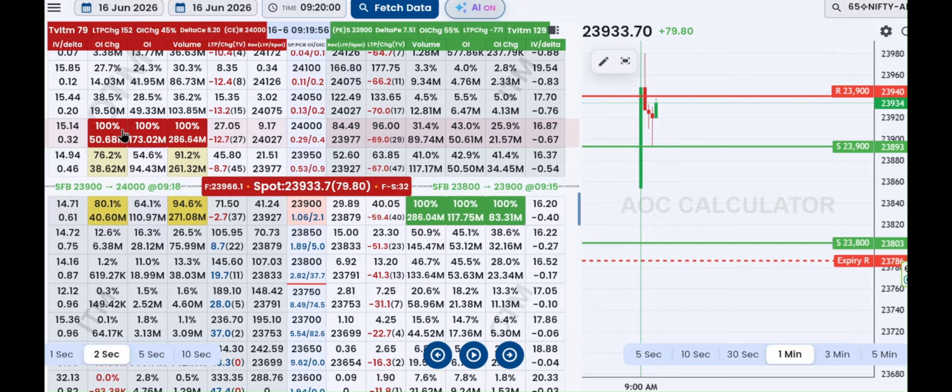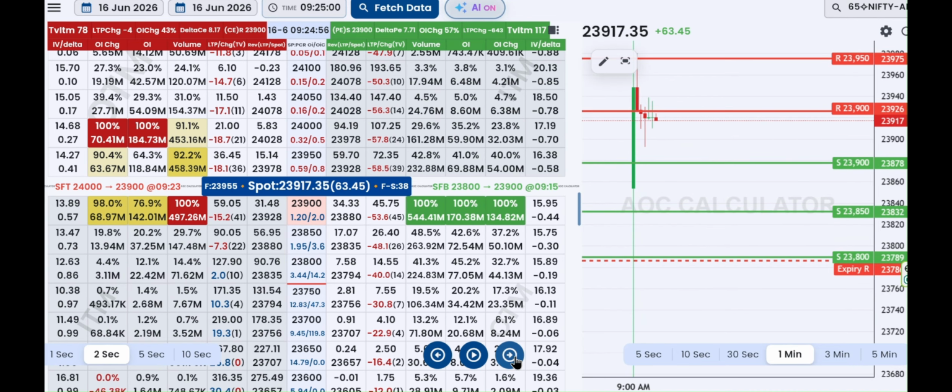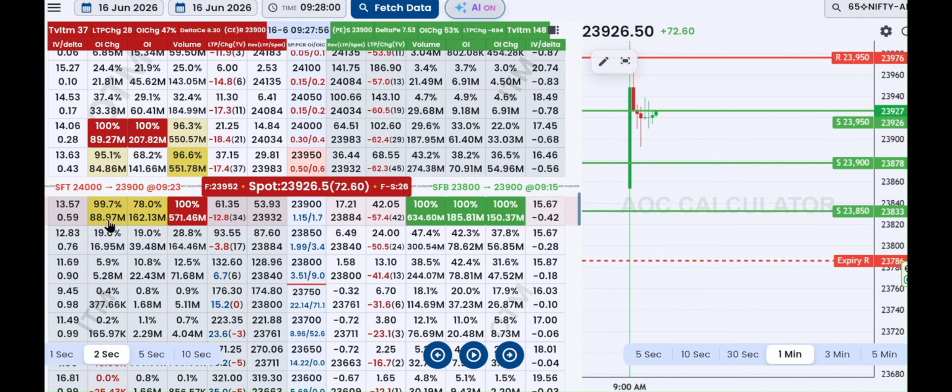This means 23,900 acts as a strong support. 24,000 acts as the major resistance. For a valid bottom reversal setup, we prefer the call OI change to be greater than the put OI change. At this stage, however, this condition has not yet been satisfied.